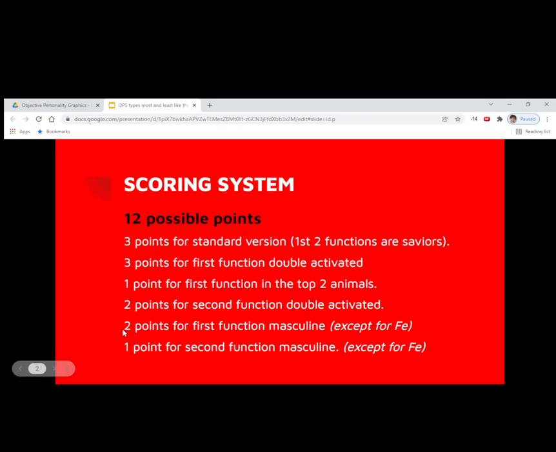2 points if the 1st function in the stack is masculine, because if it's masculine, they're shoving on it more. So you're going to notice its presence more. It's going to appear more intense. Now, there is one exception to this rule. I know, those pesky exceptions, but it's got to be said here. That exception is FE. FE is reverse scored.